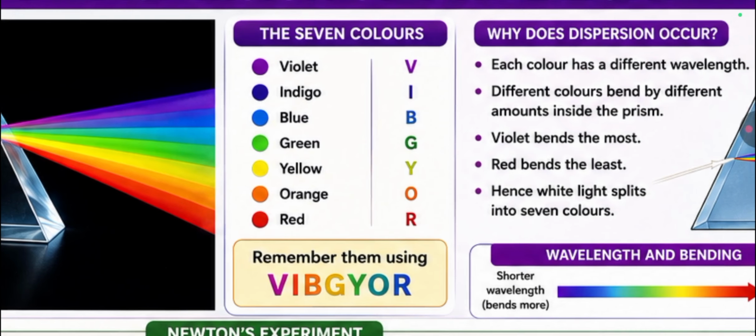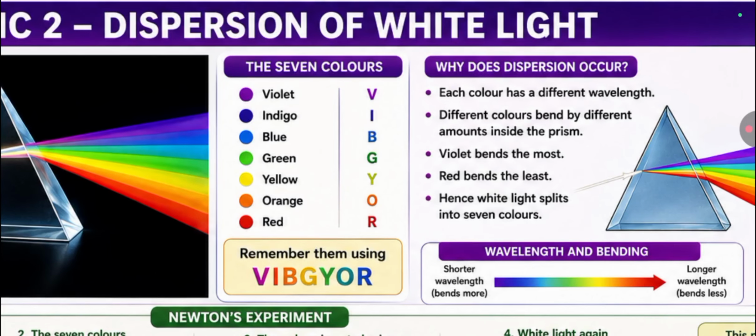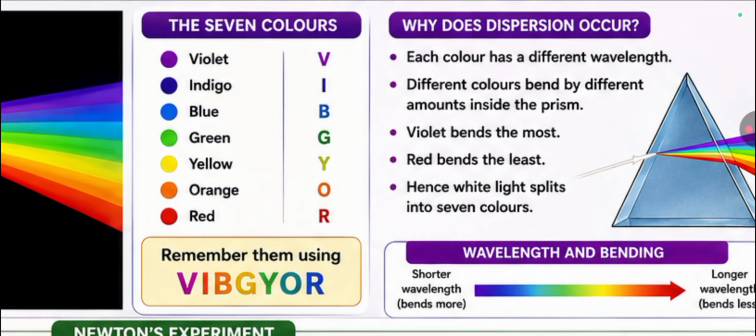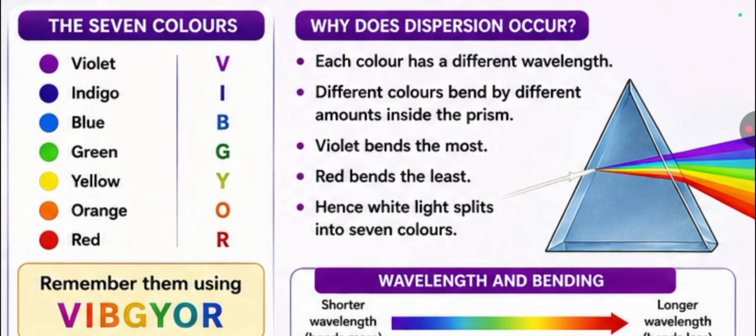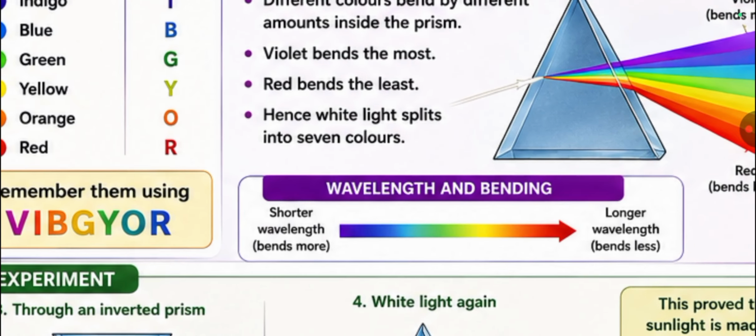Why does dispersion occur? Each color has a different wavelength. Different colors bend by different amounts inside the prism. Violet bends the most and red bends the least. Hence, white light splits into seven colors between violet and red. Here we have to show the wavelength and bending also. Here the shorter wavelength is violet and the longer wavelength is red.